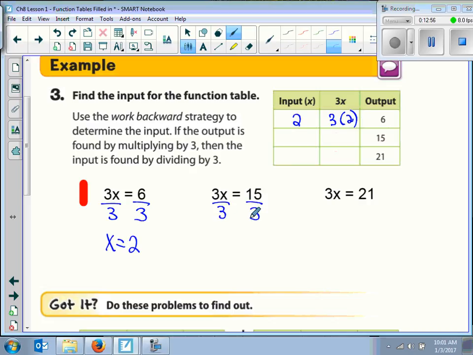Divide by 3 on both sides, and x is equal to 5. So when y is equal to 15, x was 5. So 3 times 5 is 15. True? And then over here, we're going to divide by 3, and x is equal to 7. So 3 times 7 is 21. Is everybody clear on how we use the backward method?